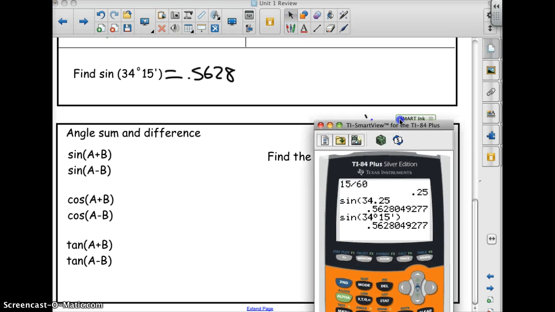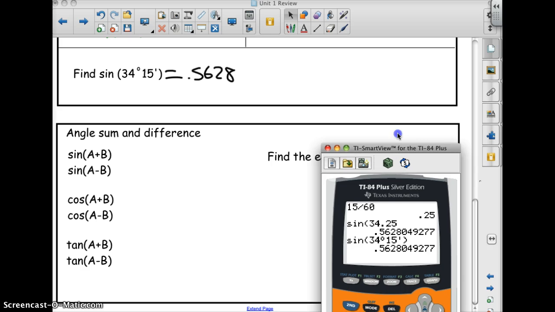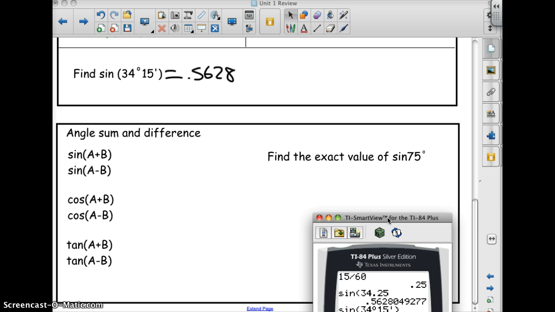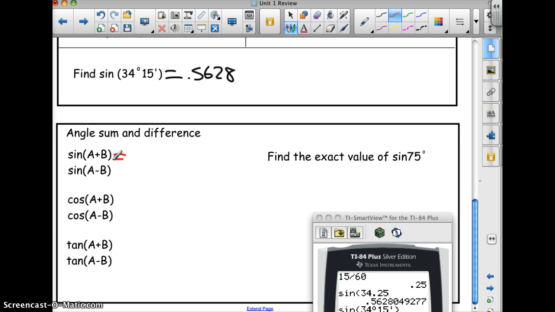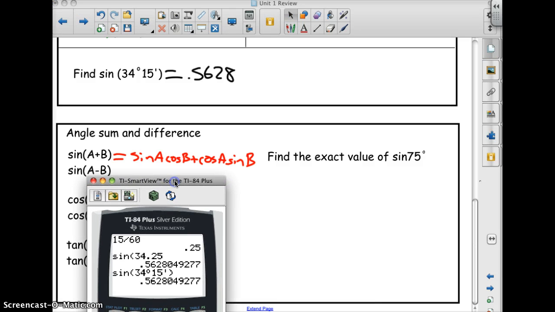All right, angle sum and difference. Those are on the formula sheet, and I'll have you look those up. But sine of A plus B, we'll do that one because that's the one I need for this. It's going to be sine of A times the cosine of B plus the cosine of A times the sine of B. And then the rest are similar. You can look them up. You don't have to memorize them because they're on your formula sheet.